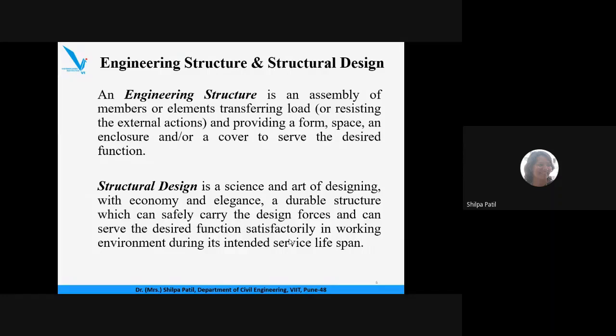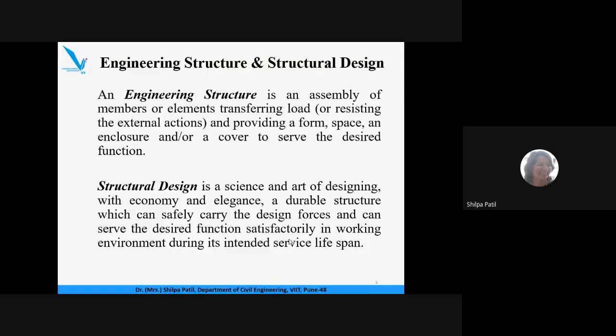To start with, you are studying a design-based subject for the very first time. So you must understand what is the meaning of an engineering structure and what is structural design. Here are the two definitions which I have written. First is an engineering structure. It is defined as an assembly of members or elements transferring load or resisting the external actions and providing a form, space, and enclosure and or a cover to serve the desired function.